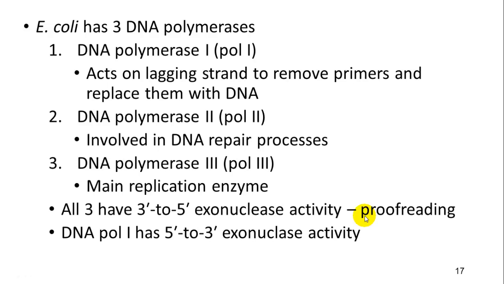Now, E. coli has 3 DNA polymerases, so 3 different types that will add on nucleotides. DNA polymerase 1 acts on the lagging strand. We'll talk about what that is in a minute. And it removes primers and replaces them with DNA. DNA polymerase 2 is involved in DNA repair processes, and DNA polymerase 3 is the main replication enzyme. All of them have 3' to 5' exonuclease activity for proofreading. And DNA polymerase 1 can also do it in the opposite direction, 5' to 3'.